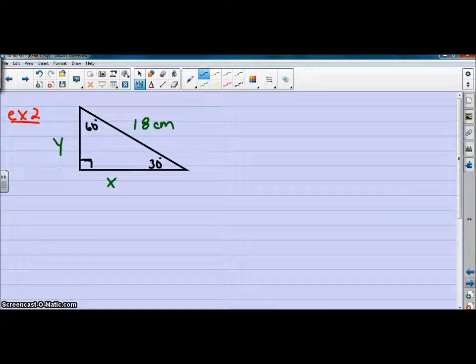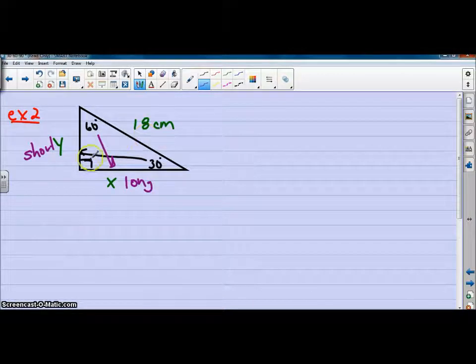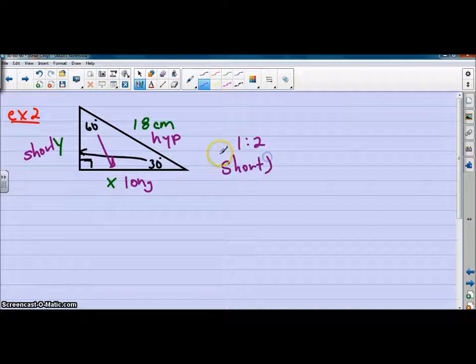In this example, y is across from my 30, so y is my short. X is across from my 60, so it's my long. And 18 is across from the right angle, it's my hypotenuse. Now if I look at my ratios, the only place I can really go for my hypotenuse is to my short because it's a 1 to 2 ratio. That means that the short times 2 is the hypotenuse.